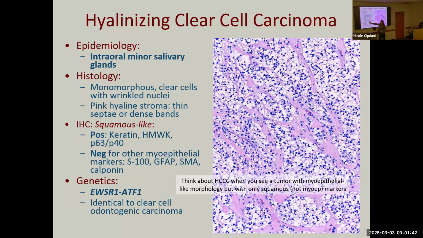No neural crest markers, no contractile markers. So it stains like a squame, right? It stains like a squame, but it has clear cells and EWSR1-ATF1 gene rearrangement and is generally low grade. So if you don't see a lot of pleomorphism, you don't see a lot of mitoses, but it looks kind of like a glycogenated squame or a clear cell myoep, think about hyalinizing clear cell.